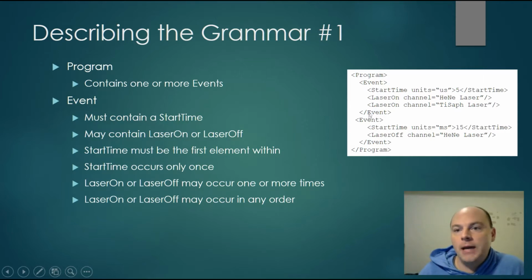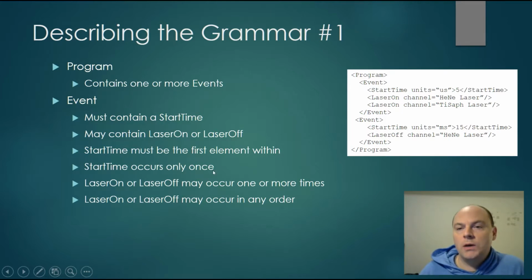I'm just going to go element by element and come up with the rules as I see them or as I intended them. A program contains one or more events. That's it. An event must contain a start time. Okay. It may contain, may, so it's not required, a laser on or laser off. Start time has to be the first element. I've just decided that rule. You could imagine that that's not a rule, but I'm going to make it one. That has to be the first element.